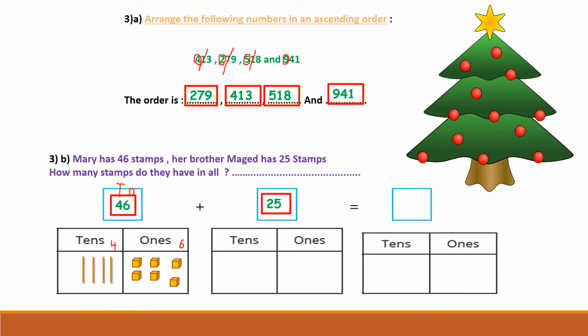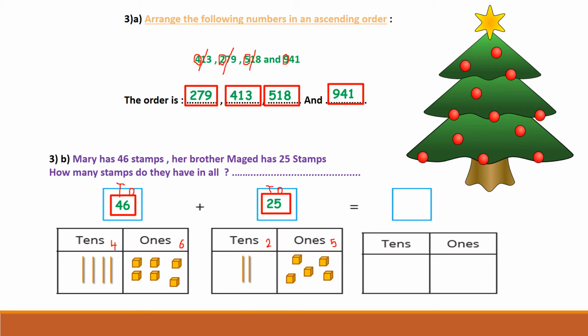Let's move to 25. So I'm gonna write here ones and here tens. How many in ones? 5. And how many in tens? I have 2. So I'm gonna draw small squares. In ones 5, 1, 2, 3, 4, 5. And how many in tens? Only 2 stacks. 1, 2.